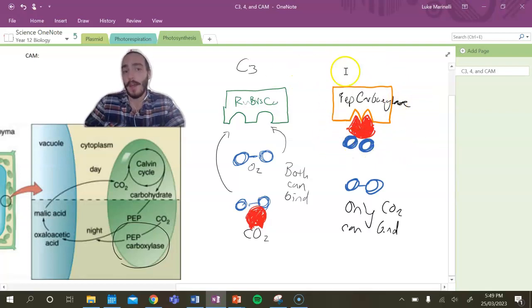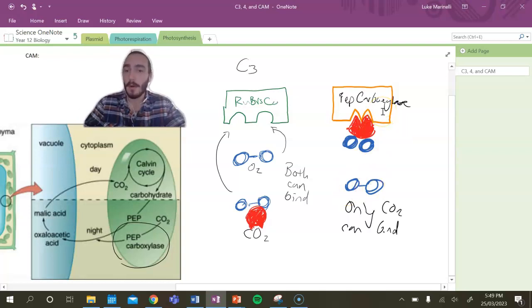They use PEP carboxylase, and notice this difference in active site. PEP carboxylase cannot bind with oxygen. So even if there is oxygen present, which there potentially would be, it can't bind with it. So it can't undergo photorespiration. There is no chance for this to bind with this. The active site doesn't fit. It can't bind with PEP carboxylase.